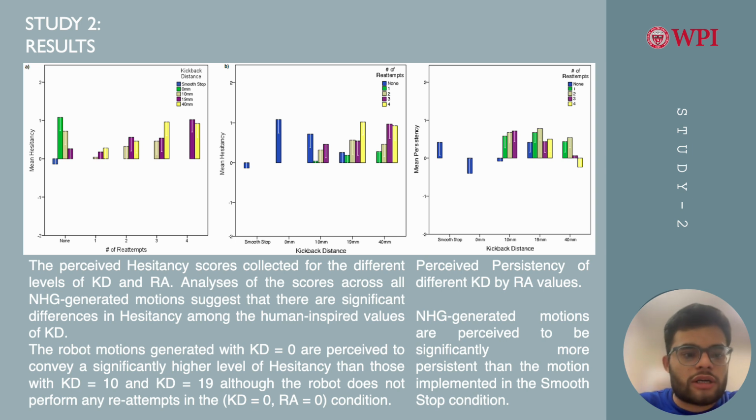The robot motion generated with KD equal to 0 is perceived to convey a significantly higher level of hesitancy than those with higher values of KD, such as 10 or 19 mm. Although in this situation the robot does not perform any reattempts, it still conveys a higher level of hesitancy, which is quite counterintuitive. The persistency levels are also perceived with different levels of kickback distances and reattempt values.